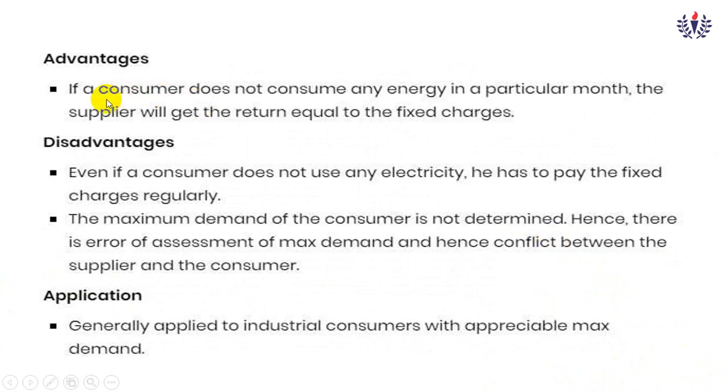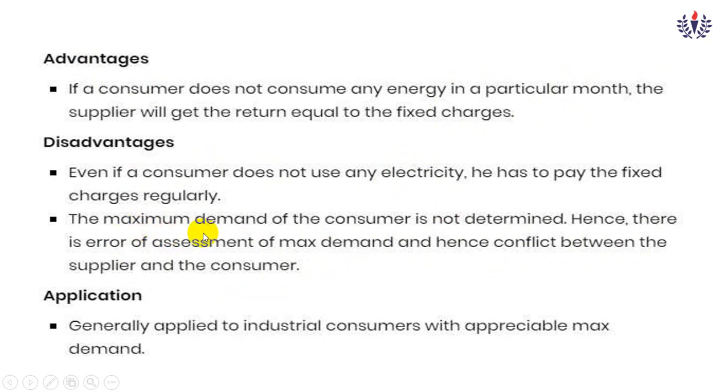So here what is the advantage? If a consumer does not use any energy in a particular month, the supplier will still get a return equal to the fixed charges. But the drawback is, even if a consumer does not use any electricity, he has to pay the fixed charges regularly. But the running cost, if you're not using the power, is not mandatory. That is the advantage. But he has to pay the fixed charges by default, whether he is using or not using. And also the maximum demand of the consumer is not determined accurately. Hence, there is error in the assessment of maximum demand and conflict between the supplier and the consumer.